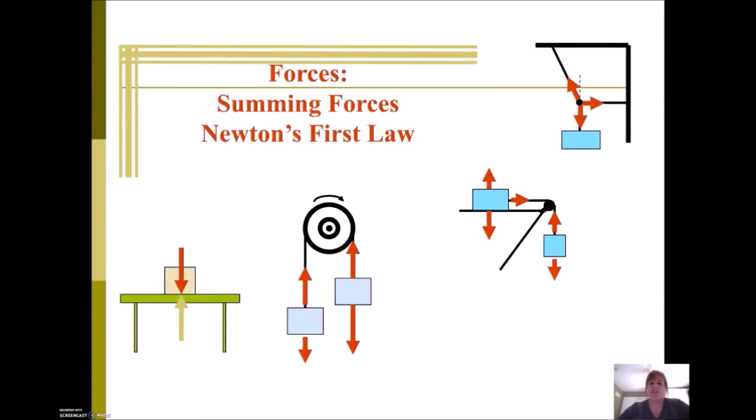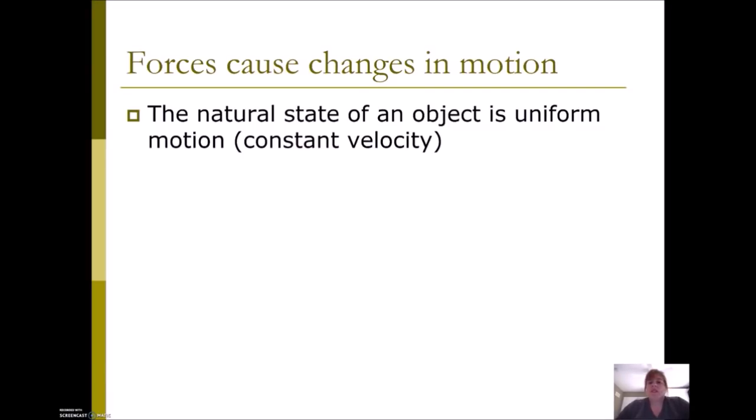In our second video on forces, we're going to talk about what a force does, how to put forces together to find a net force, and Newton's first law. So what forces do is they cause changes in motion. Believe it or not, the natural state of an object is uniform motion. So like at rest, which maybe isn't hard to believe, but also constant velocity, which really is hard to believe.